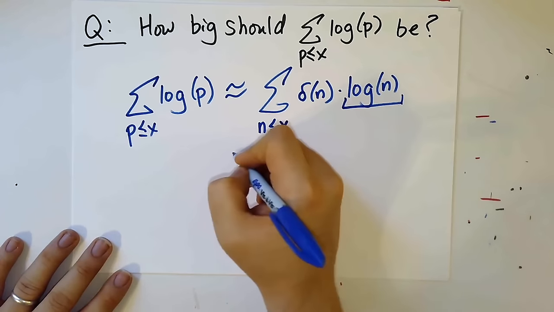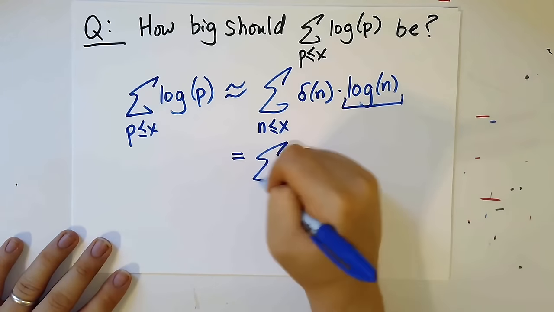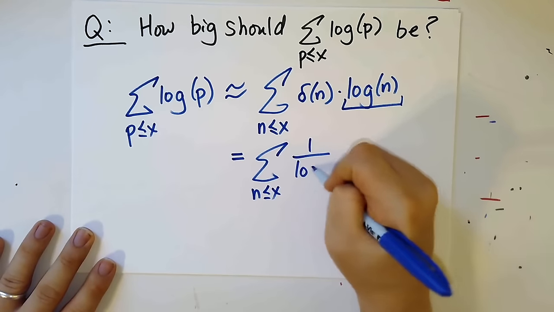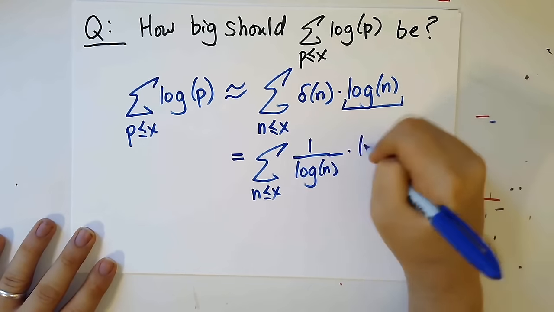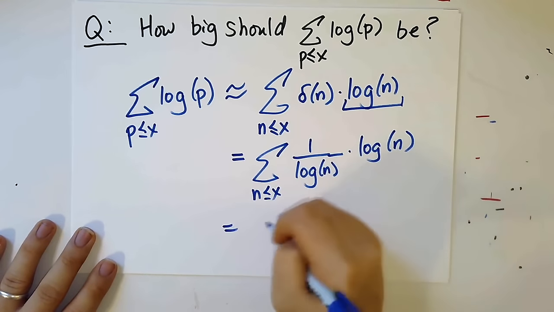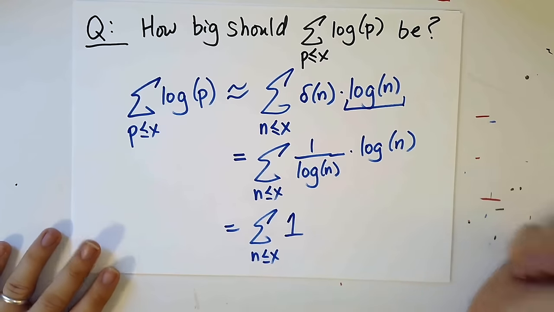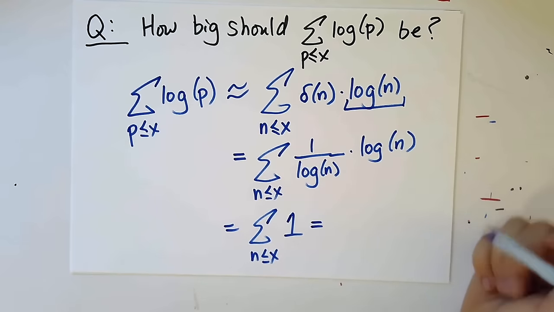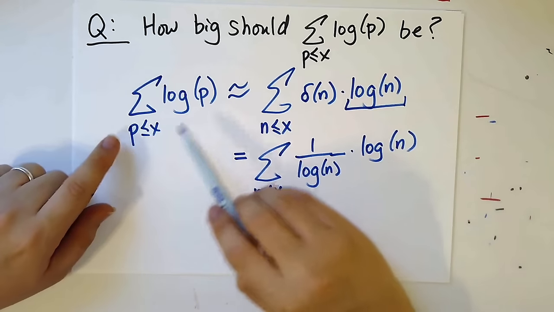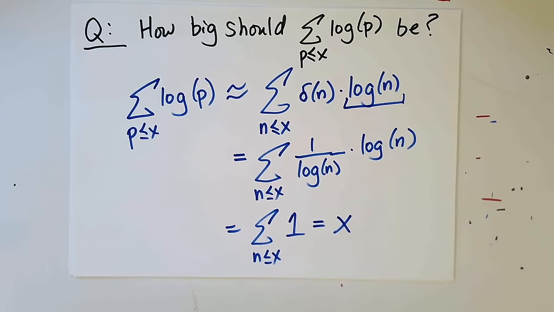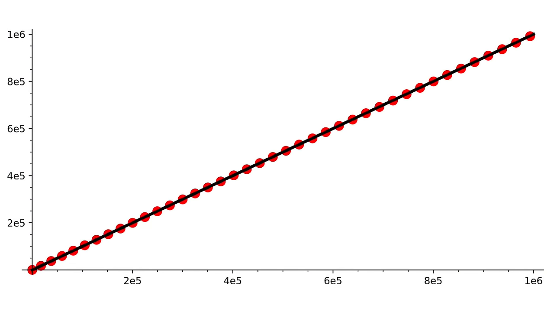But if you keep in mind what we said before about what the density was, the density was just 1 over the log of n. So that times the log of n says that this is the sum across n less than or equal to x of 1, which gives you the statement that if you sum the logarithms of the primes less than or equal to x, you should get very close to x, which is a pretty surreal statement to be making. But it's one I've already shown you this fairly striking visualization of at the beginning of the video.